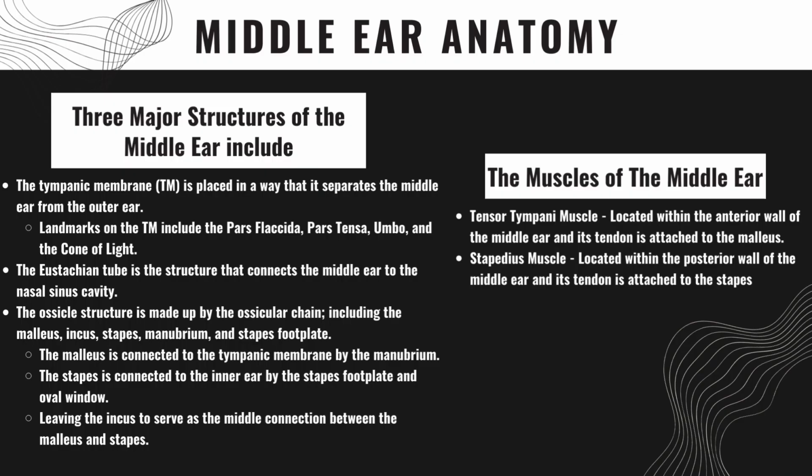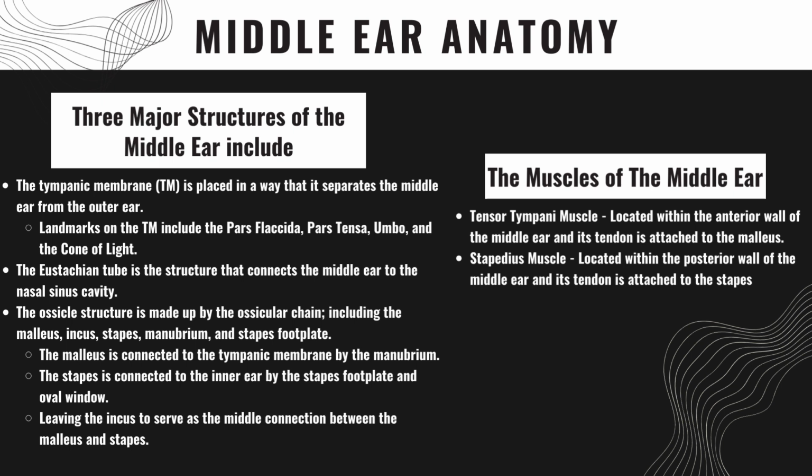The middle ear includes three major structures. First, we have the tympanic membrane. We can also call that the TM. It separates the middle ear from the outer ear. Landmarks of the TM include the pars flaccida, pars tensa, umbo, and the cone of light.